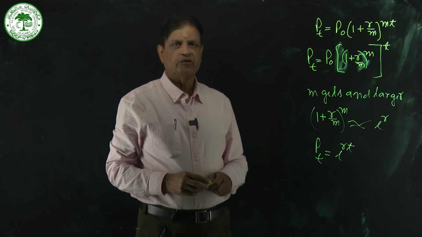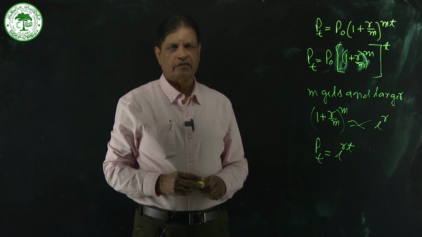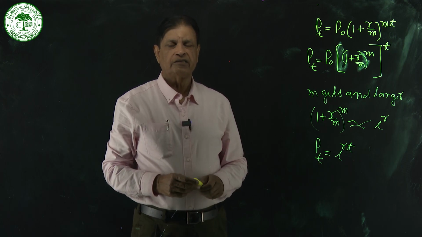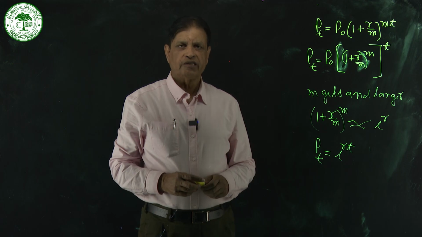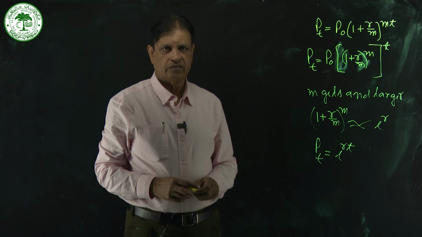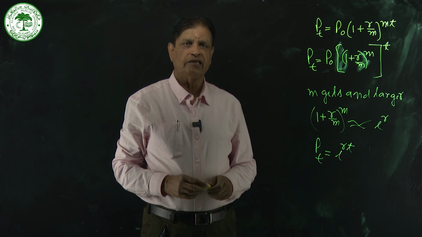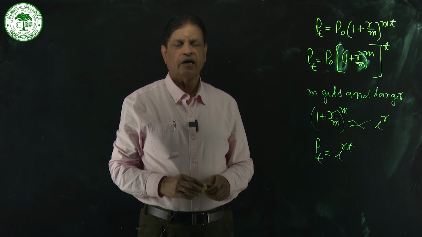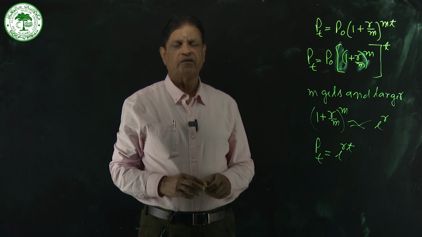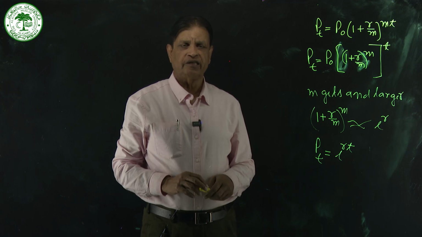Now we'll talk about how to calculate the future value of an annuity. What is an annuity? An annuity is deposits or withdrawals of equal amount at equal interval. You may also define an annuity as a cash flow of equal amount at equal interval. That can also be called an annuity.